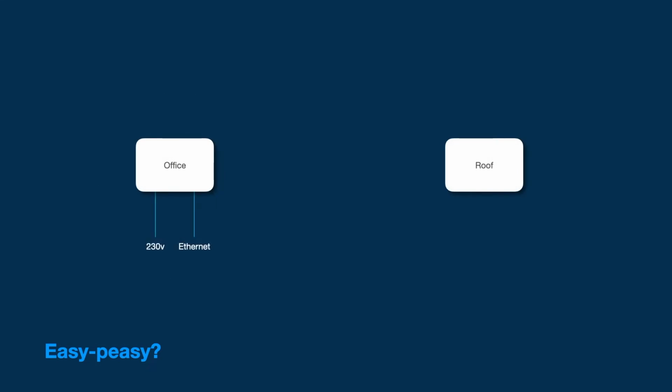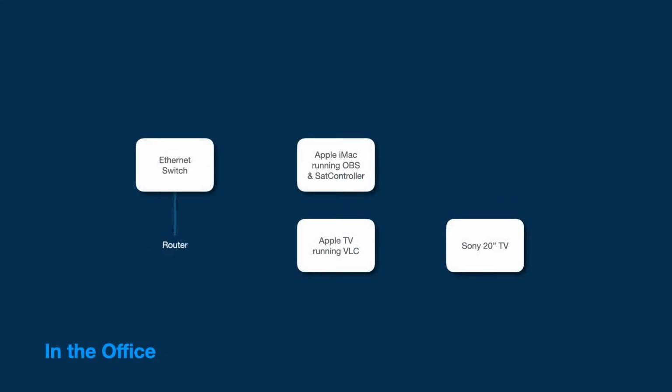Well, I've got an office and it's got 230 volts and an Ethernet connection going in. I've got a roof terrace, which is very nice. And that's got 230 volts as well, so that's pretty handy. So all I've got to do is lay in a single Ethernet cable to connect the two together. Easy peasy.